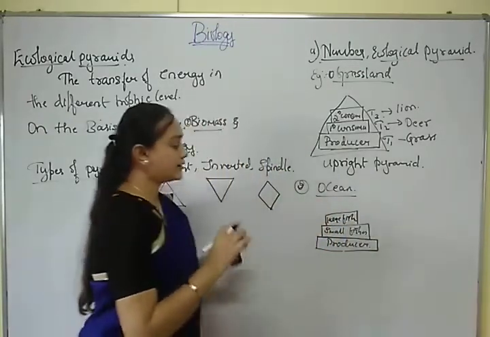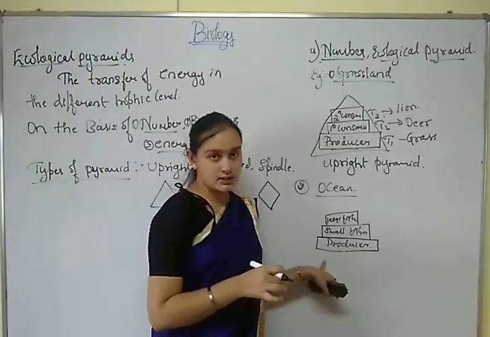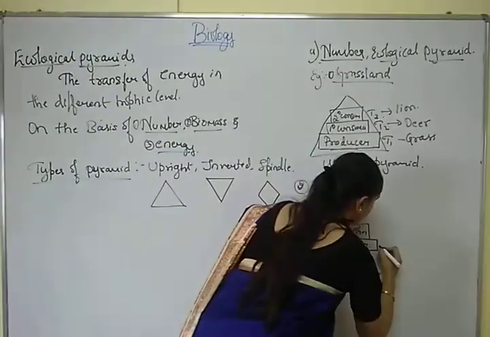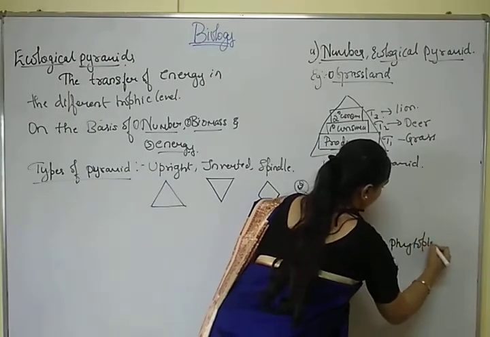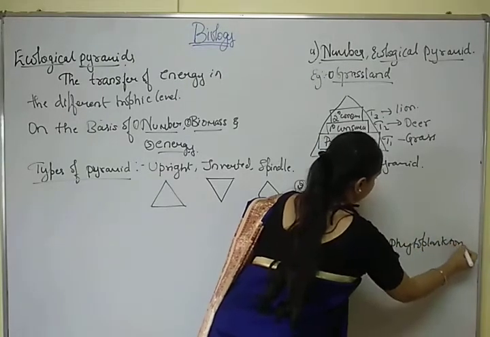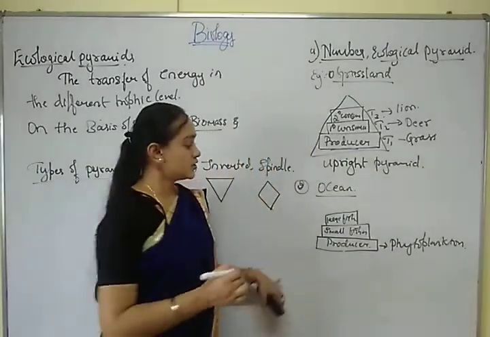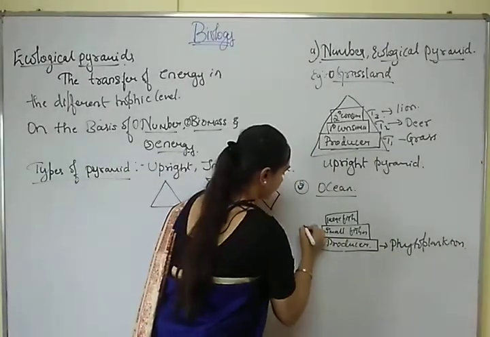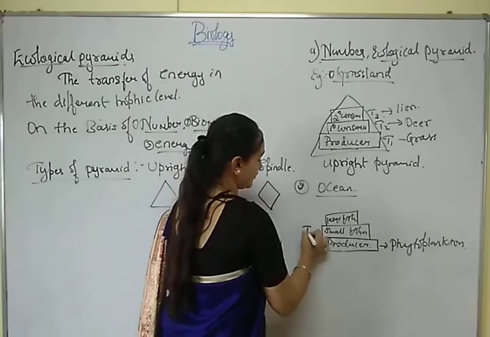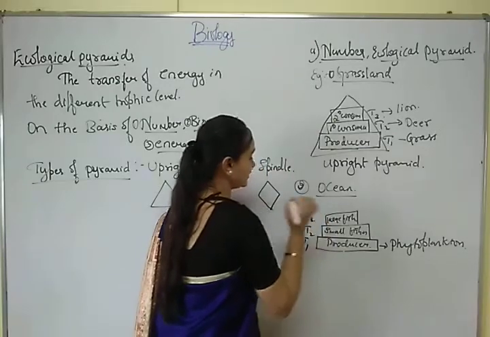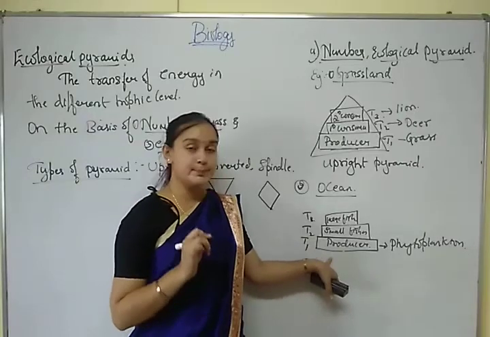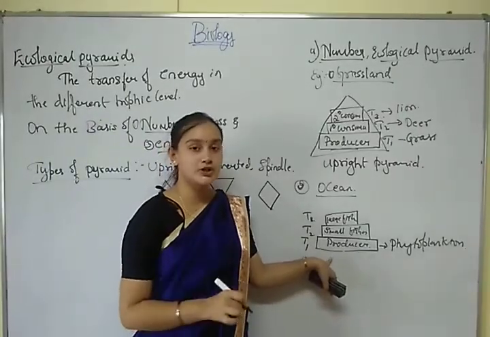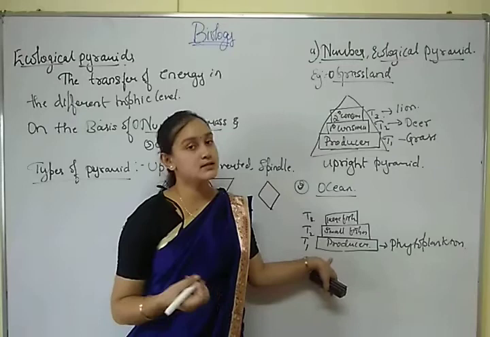So in the ocean, the producers are what here? The producers are phytoplanktons. This is the tertiary one. So first trophic level, second trophic level, and third trophic level. Now the number of producers in an ocean is in the billions.